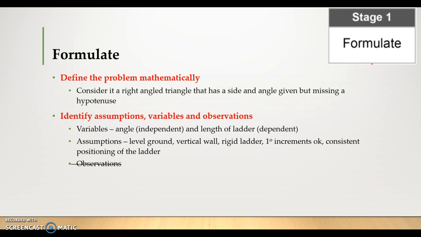So the variables might be the angle that we change progressively from 30 to 40 degrees, so it's independent, and dependent upon that is the length that the ladder needs to be. So there's our two variables.